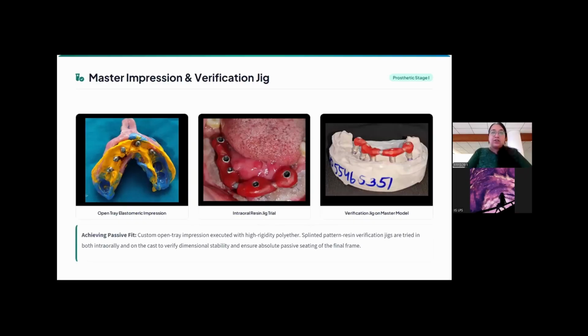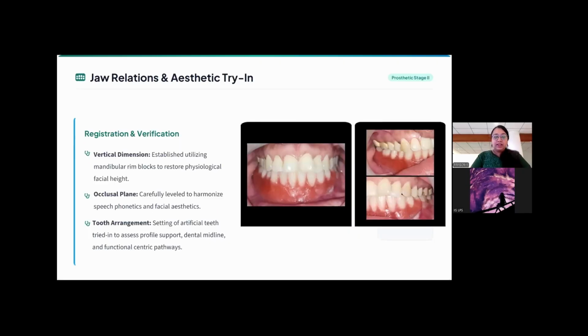After this, the open tray impression was made using the elastomeric impression material, and an intraoral resin jig trial was done. After this was done, we went ahead with the trial of the bar. Because of the vertical cantilever which was present, we planned for a hybrid type of denture.